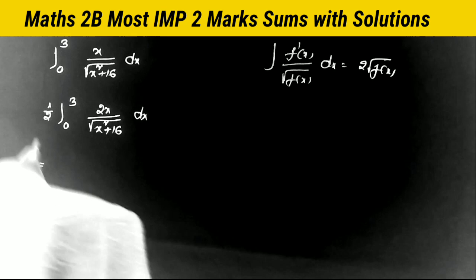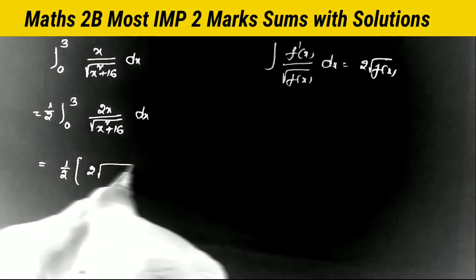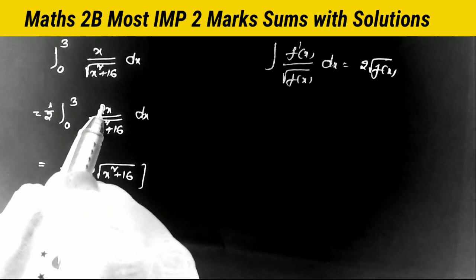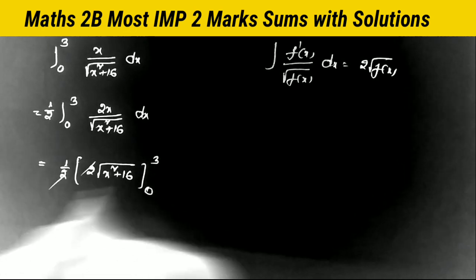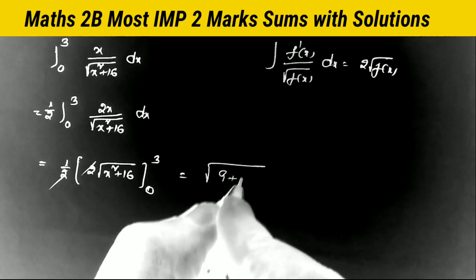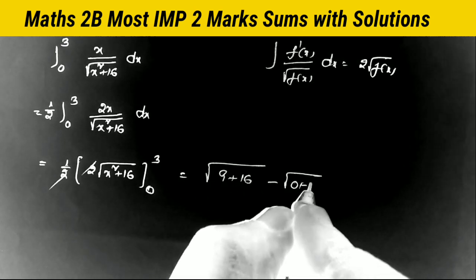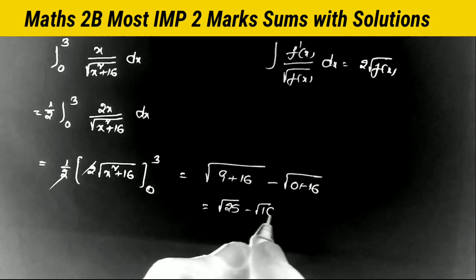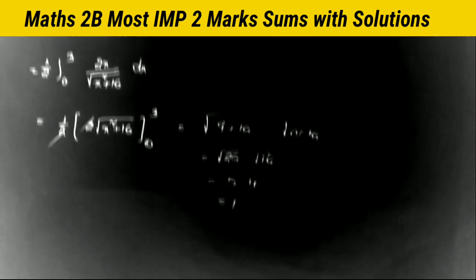So this is equal to 1 by 2 into 2 root f of x. What is the f of x function? X square plus 16. F dash of x by root f of x, the answer is equal to 2 root f of x. Now replacing the limit values. So this is equal to root of 3 square 9 plus 16 minus square root of 0 square 0 plus 16. So this is root 25 minus root 16. 5 minus 4 is equal to 1. That's all. This is the answer.